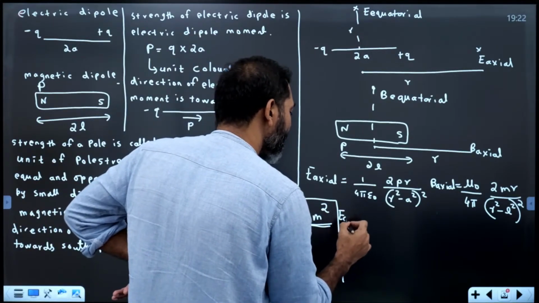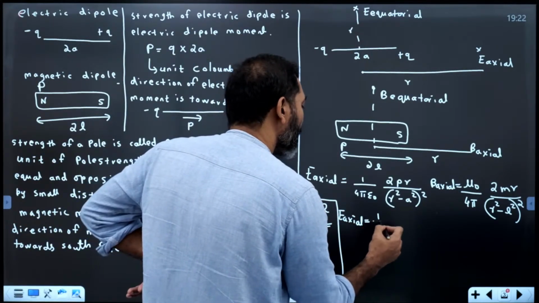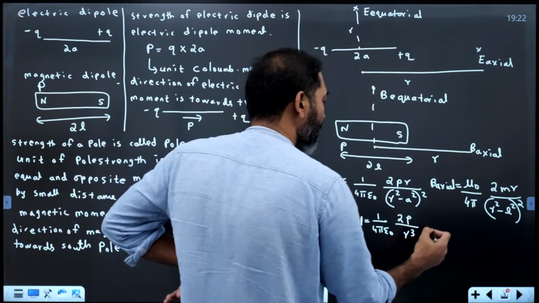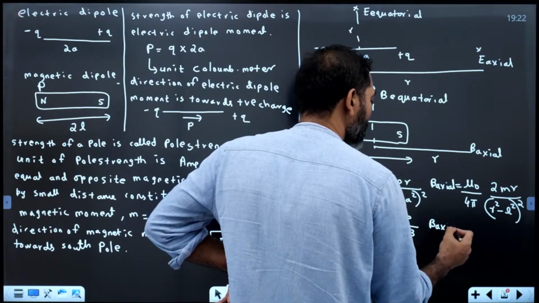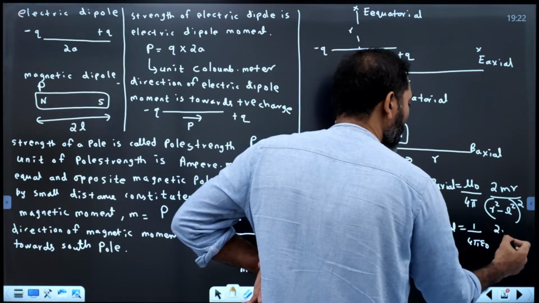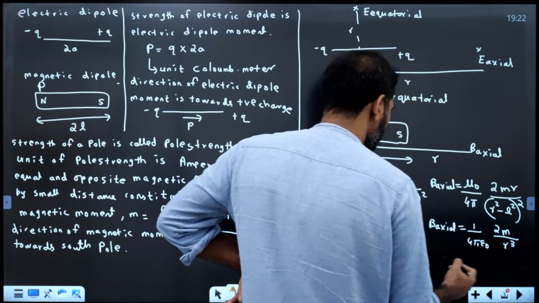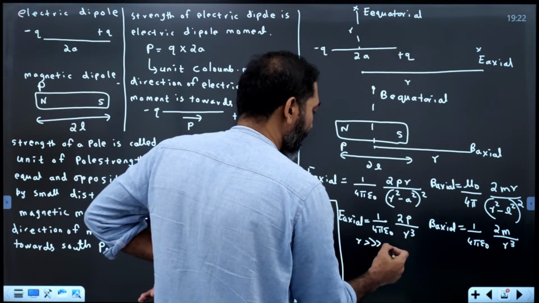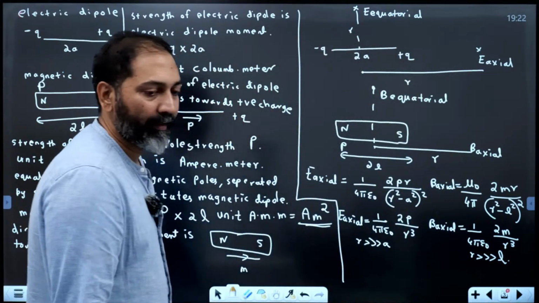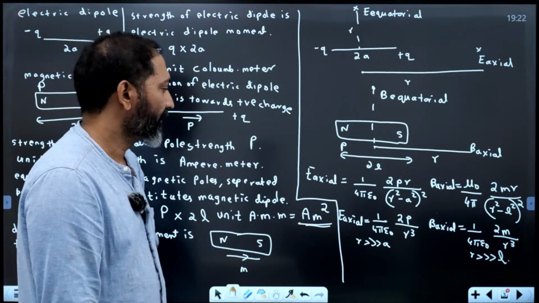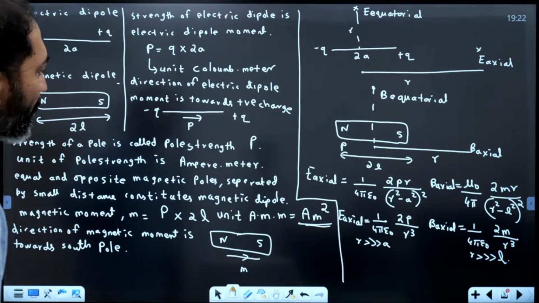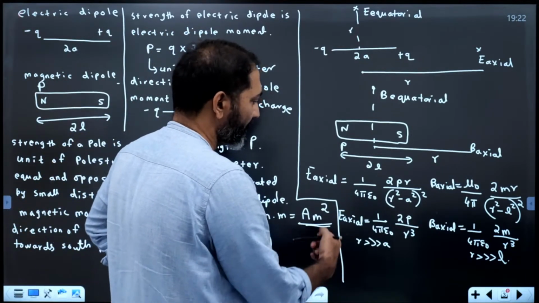Now, E axial special case is what? 1 by 4 pi epsilon naught, 2p by r cube. B axial special case is what? Mu 0 by 4 pi, 2M by r cube. Here r is much greater than a. Here r is much greater than L. Any doubts? We have done this, no?